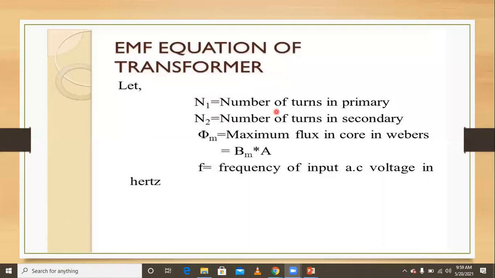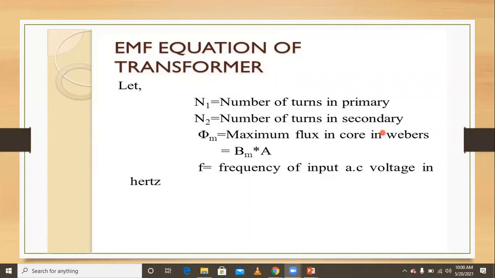EMF equation of transformer. N1 is the number of turns in the primary winding. The transformer has two windings, primary winding and secondary winding. N1 is the number of turns in the primary winding, N2 is the number of turns in the secondary winding.